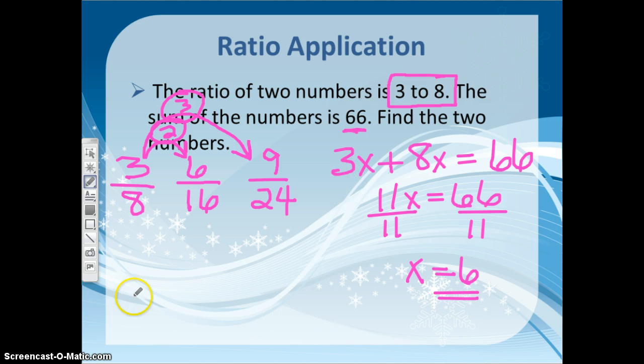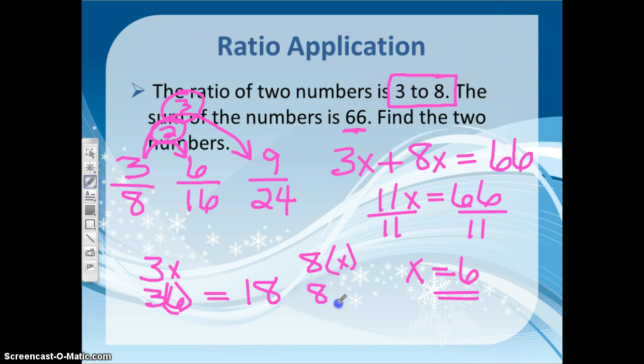So our first number was really 3 times x. Now we know what x is. It is 6. Our first number is 18. Our second number was 8 times that multiplication factor of x, but we know what x is now. It's 6. 8 times 6 is 48. Our numbers are 18 and 48.